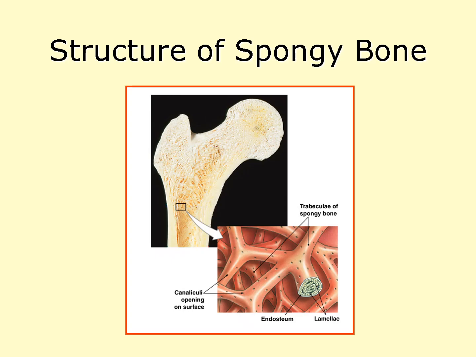The presence of spongy bone reduces the weight of the skeleton. Red marrow is found between trabeculae in the epiphysis of long bones, and is the site of hematopoiesis, blood cell formation. Yellow marrow, adipose tissue, is found between the trabeculae in the marrow cavity of the diaphysis.